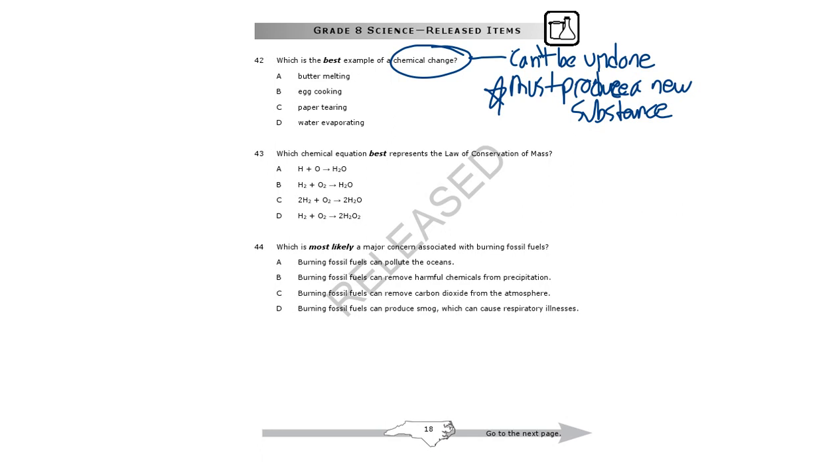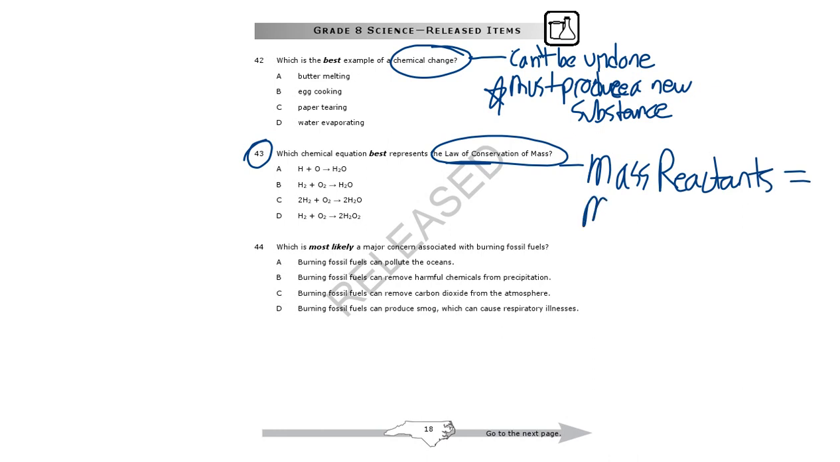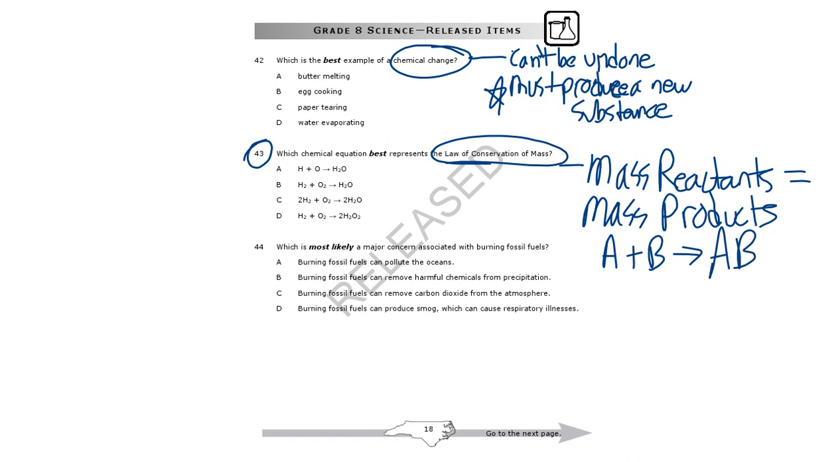Which chemical equation best represents the law of conservation of mass? So when you see law of conservation of mass, I want you to think: mass of the reactants must equal the mass of the products. All right? Another way of saying that is if I have A plus B produces AB, that meets the requirements of the law of conservation of mass.